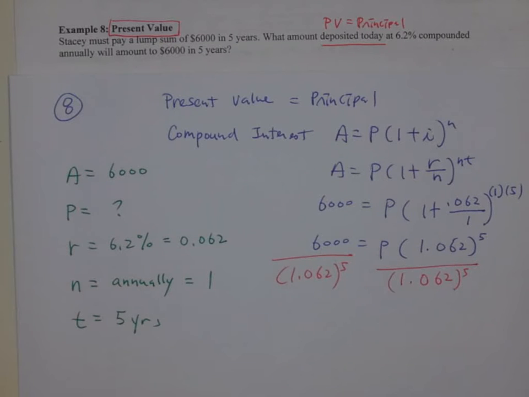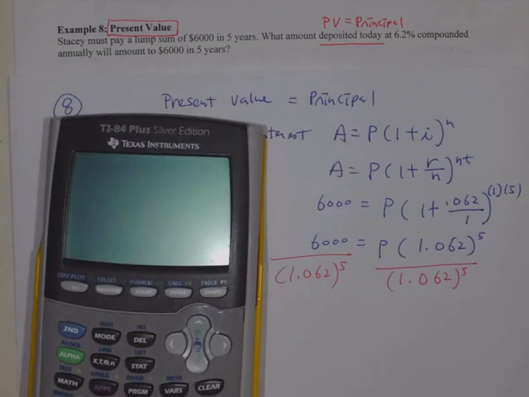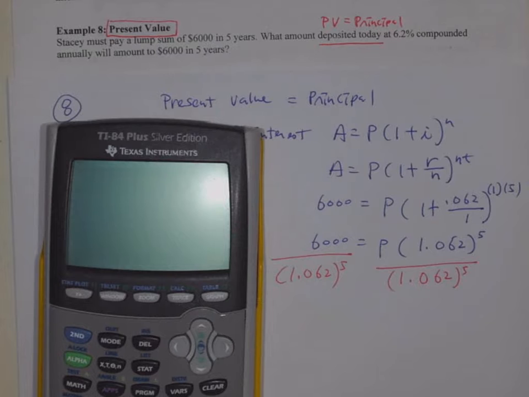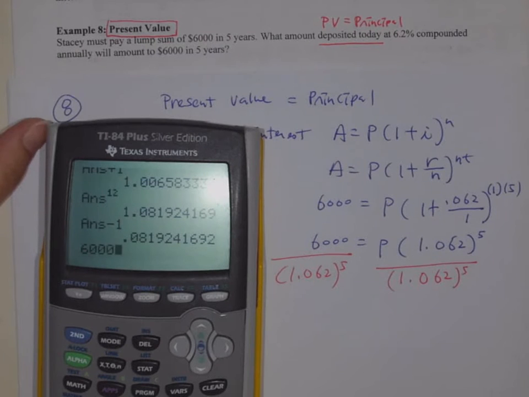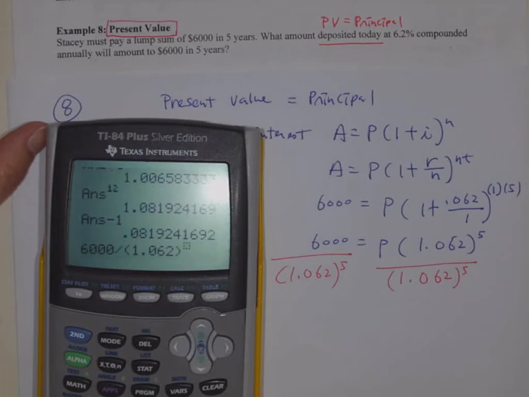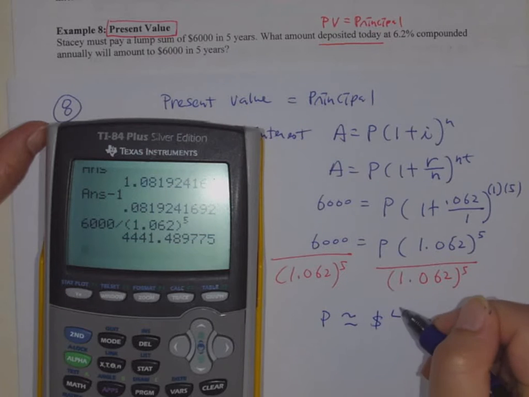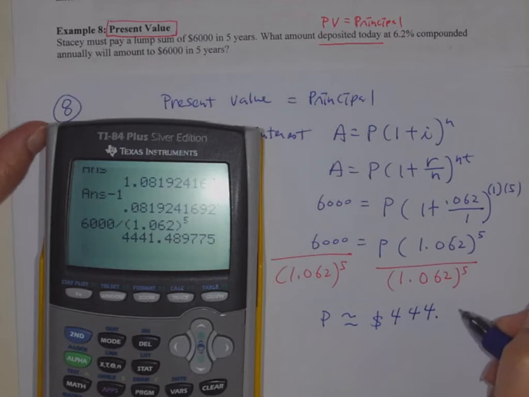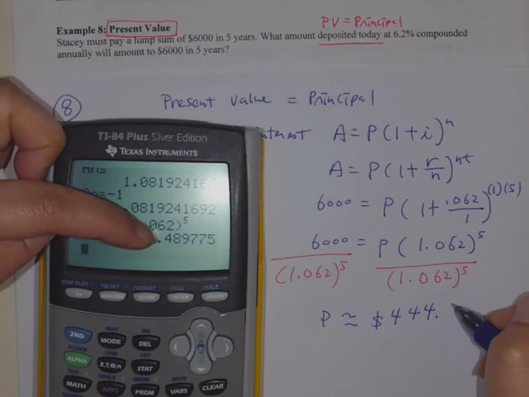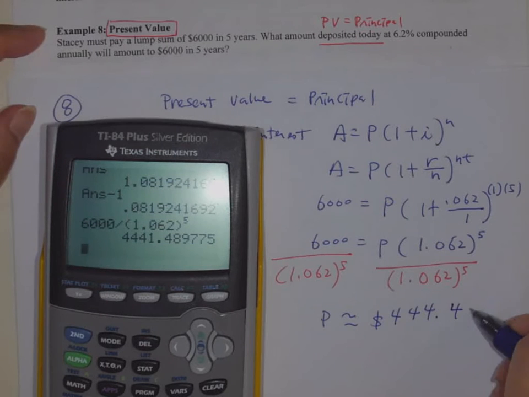So if you use your calculator, we have 6,000 divided by parenthesis 1.062 raised to the 5th power, then this is your answer, right? So P is going to be about $4,441. If I round it up, it would be 49 cents, right?